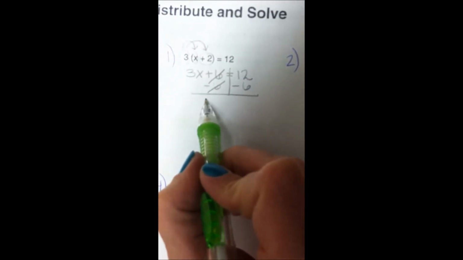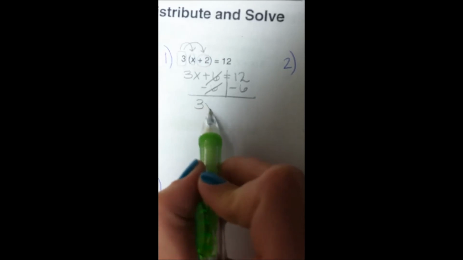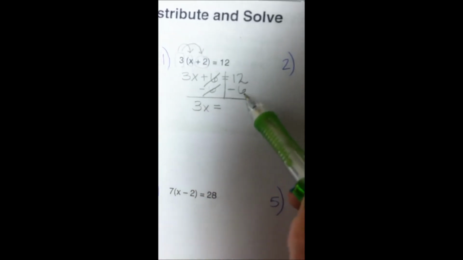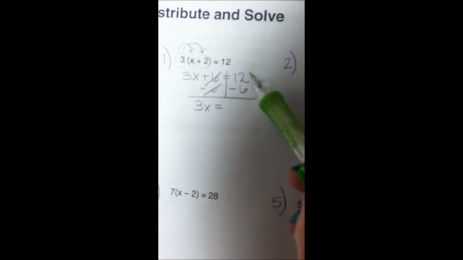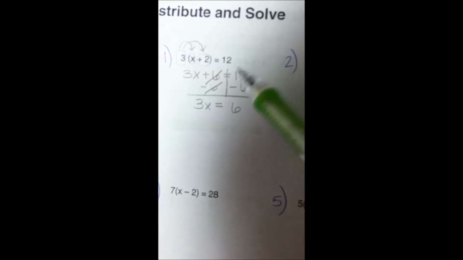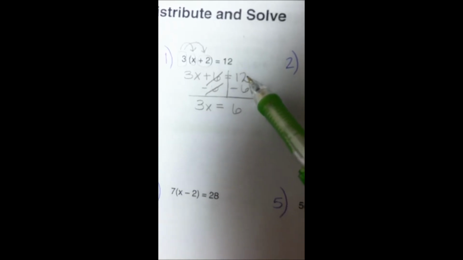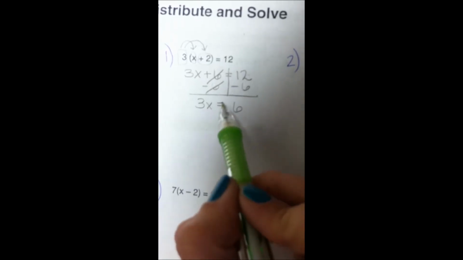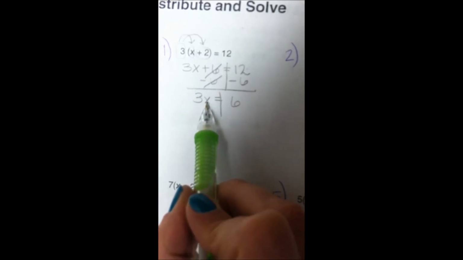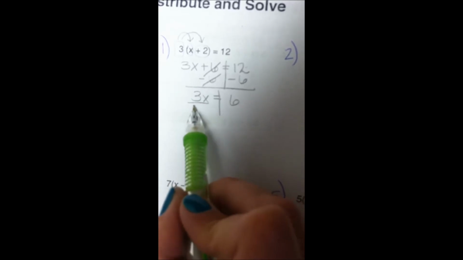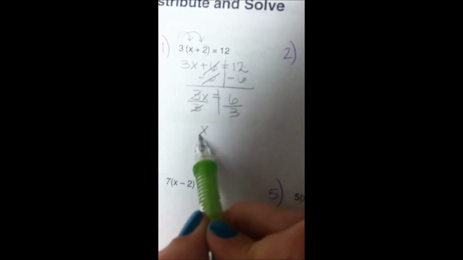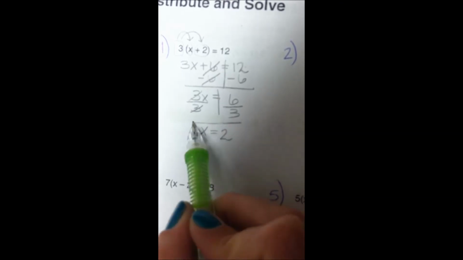So cross out your 6's, carry down your 3x. 3x equals, you have a positive 12 and a negative 6. Since those are different signs, you subtract them. And it's going to be 6. Keep the sign of the larger number, so it's positive 6. Then draw your line at the equal sign. Put your pencil on your variable. Divide by the 3. Divide by the 3. Cross those out, and x equals 2.